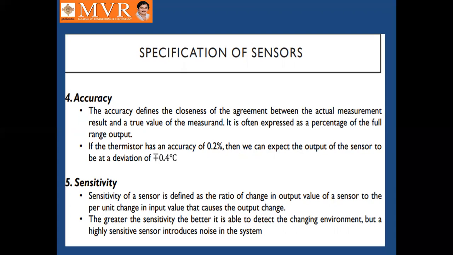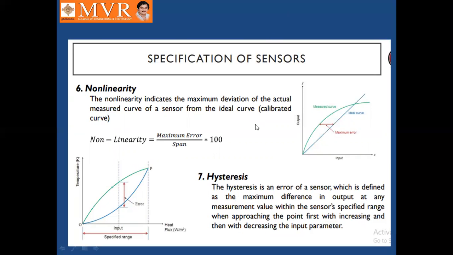The sensitivity of a sensor is defined as the ratio of the change in output value of a sensor to the per unit change in input value that causes the output change. So per unit change in input value, there might be a chance of getting a broader change in output value. You can call it sensitivity. And this is the non-linearity. Non-linearity is the maximum error to the span multiplied by 100. It is the difference between the ideal curve and the measured curve.